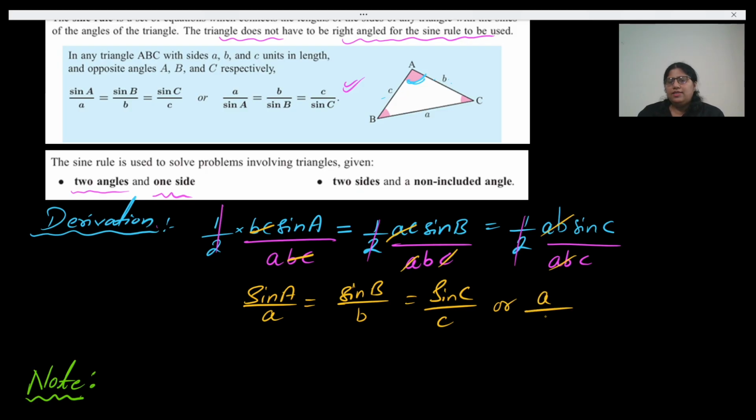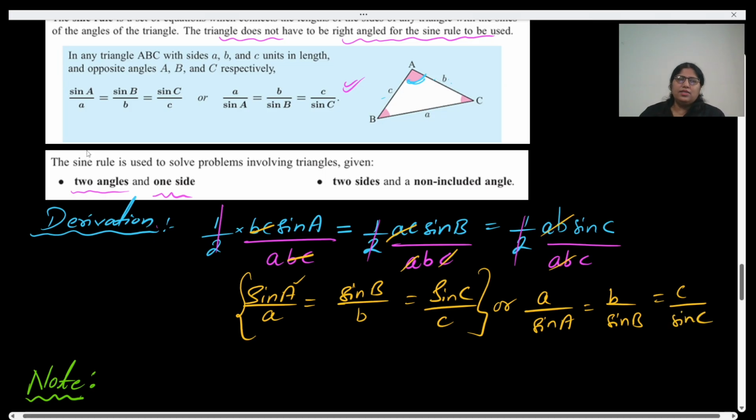Or I can take the reciprocal. If an angle is unknown, generally we use this. If a side is unknown, I can take the reciprocal. Or you can use any one of these formulas. At a time, you can equate any two values out of these three equal values. So this is called the sine rule.